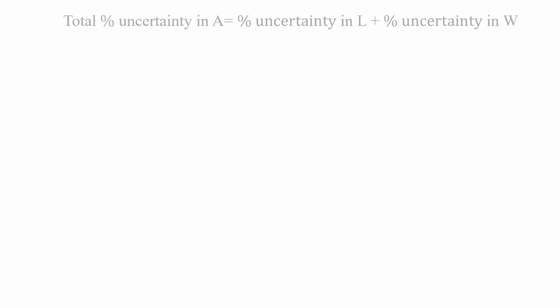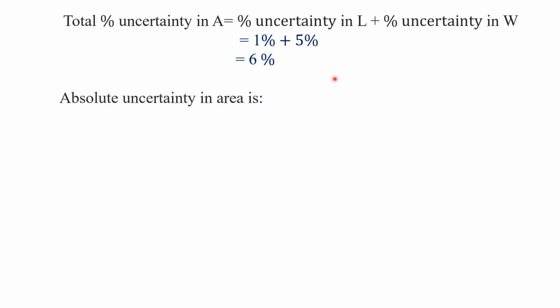Now we can add percentage uncertainty in length and percentage uncertainty in width to get the total percentage uncertainty in area. By putting values, we get 1% plus 5%, that is equal to 6%. Hence, total percentage uncertainty in area is equal to 6%. Now we can calculate the absolute uncertainty in area.